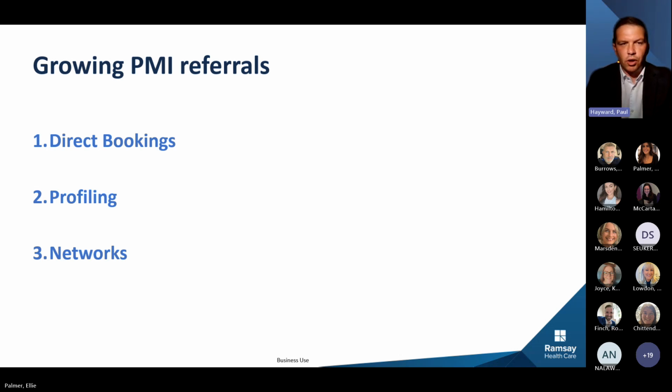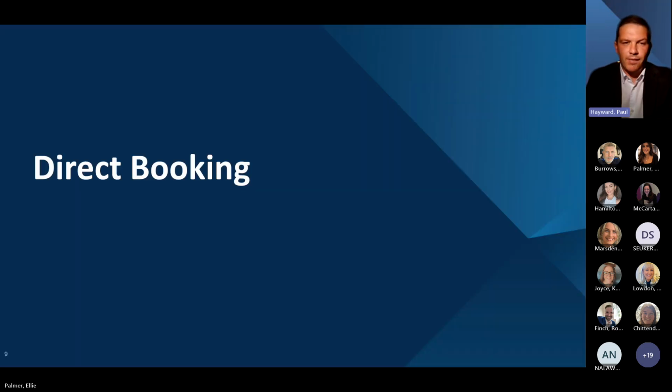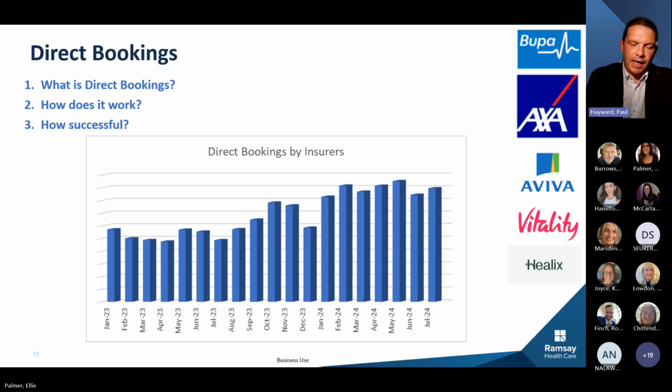First, I'll talk briefly on direct bookings. Second, as Tash talked about, the increased importance of profiling with the different insurers. And then finally, the networks that the insurers have introduced. So the first slide is around direct bookings.